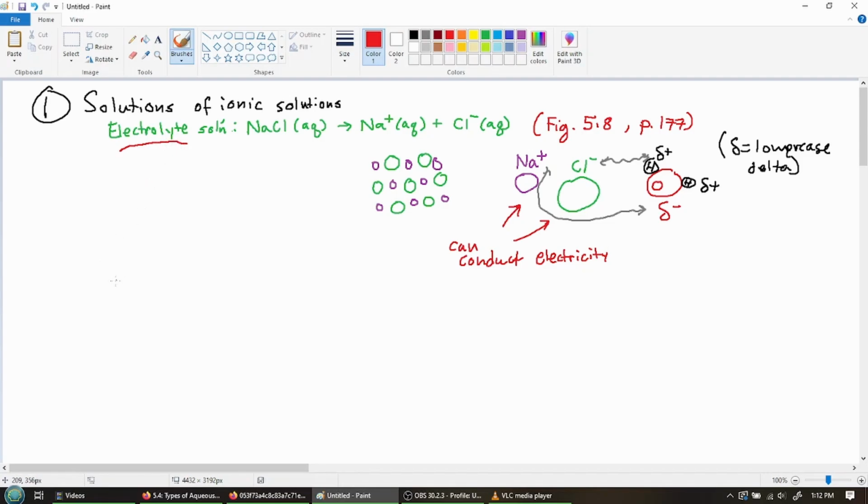Now, by contrast, we also have non-electrolyte solutions. These are solutions that, it's not to say they won't dissolve, but rather non-electrolyte solutions, when they dissolve, do not form charged particles. So this is one I don't want to try to draw. Let me go over here to the browser, and I'll just use my mouse for this.